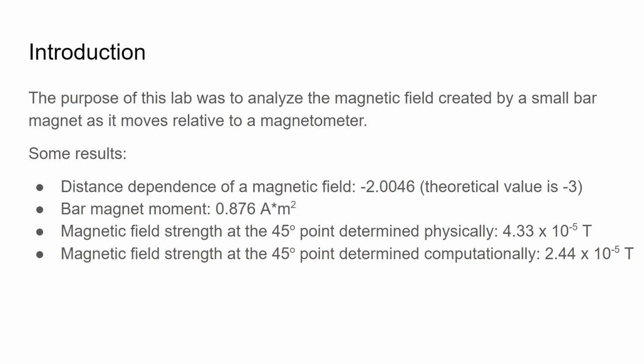The purpose of this lab was to analyze the magnetic field created by a small bar magnet as it moved relative to a magnetometer. A GlowScript model was made to model this behavior. The lab also demonstrated the distance dependence of a magnetic field and compared experimentally gathered results for a bar magnet's moment and magnetic field at a point 45 degrees from the phone to that of the computational model. Some results from the lab are shown on the screen.